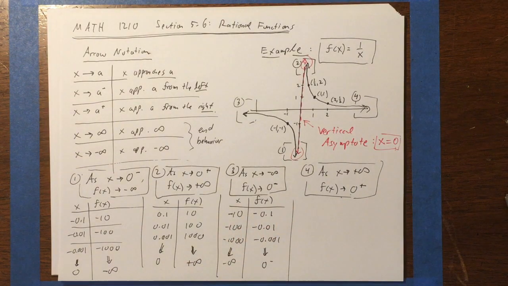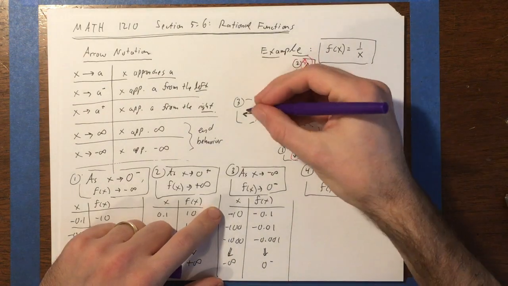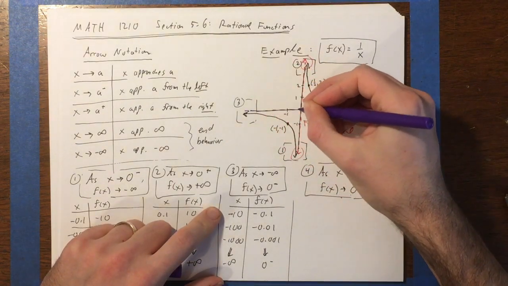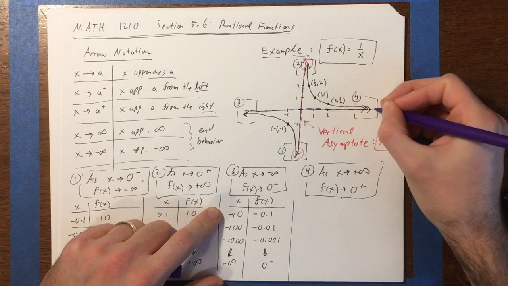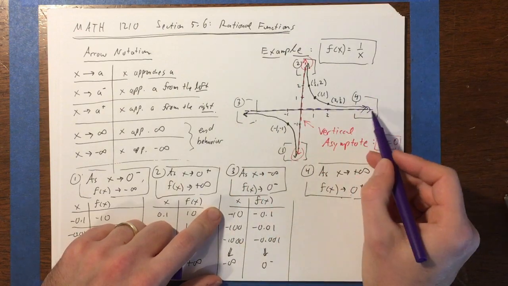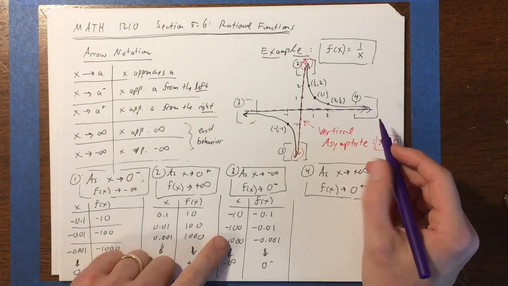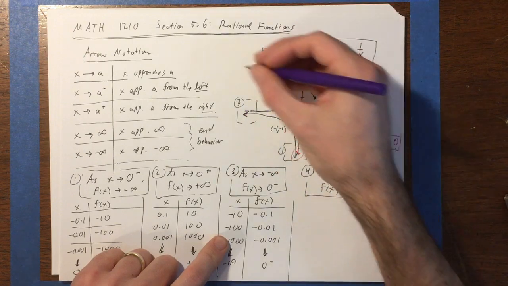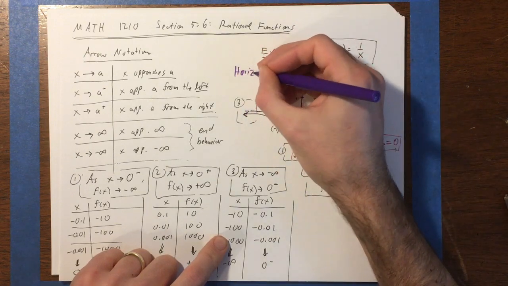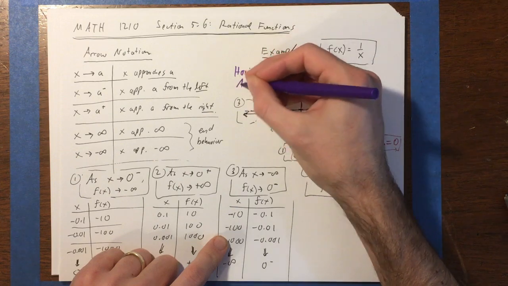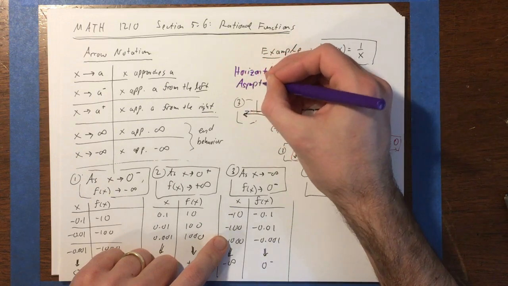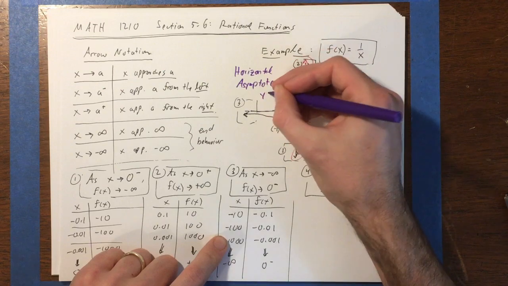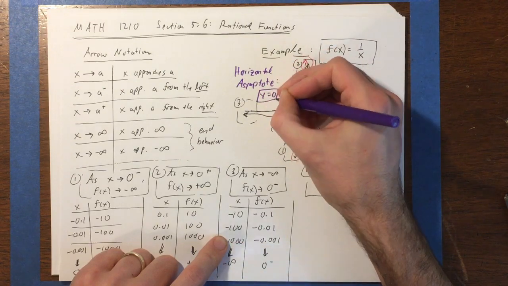Now there's also a horizontal asymptote, because the end behavior of this function is that f of x is approaching 0 on the left and on the right. So that has another line here at y equals 0, and that one is a horizontal asymptote. So there we go.